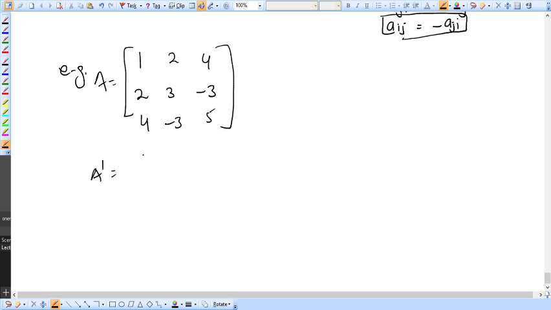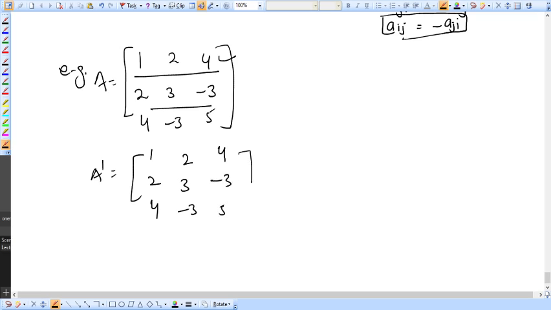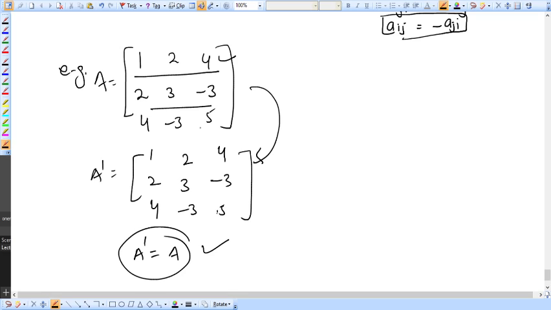Now see, A transpose would be equal to what? This is the first row, change this row into a column: 1 2 2. Now the second row, changing the second row into a column: 3 minus 3 4 minus 3 5. Now you see both the matrices are the same, there is no difference. Okay, so A transpose is equal to A, right? So this matrix is symmetric.